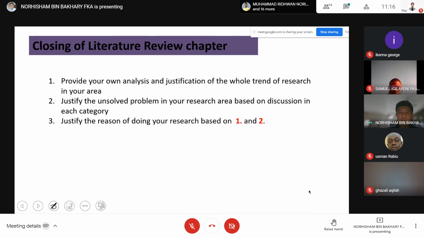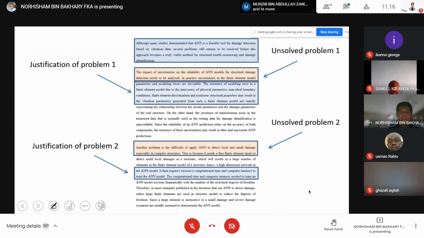Okay. All right. So this is another example of how to justify the problem: what is the problem that I find, and then what is my justification. You can refer to it. This is the problem that I find, and this is the justification. You can also list down the problems, and at the end say you are focusing on only this problem. Yes, you can do that, no problem.